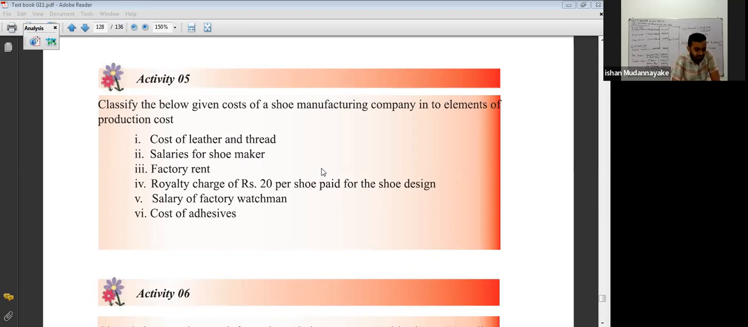Other direct costs? Yes, other direct costs. Salaries of factory watchman.